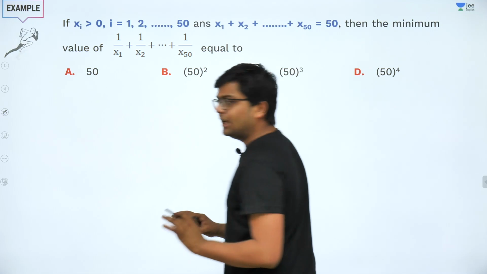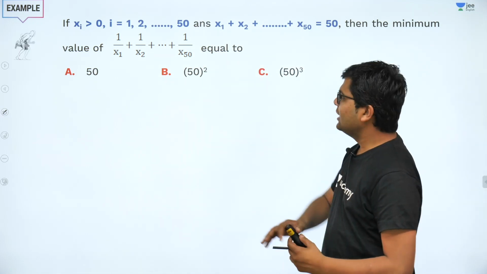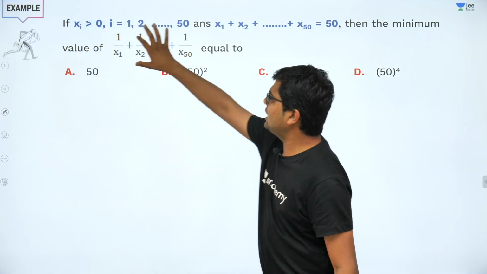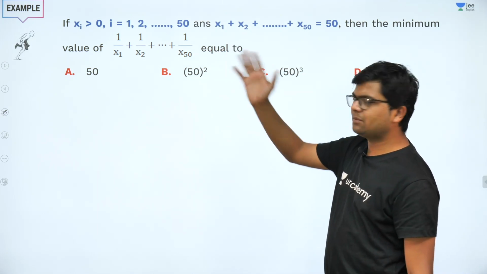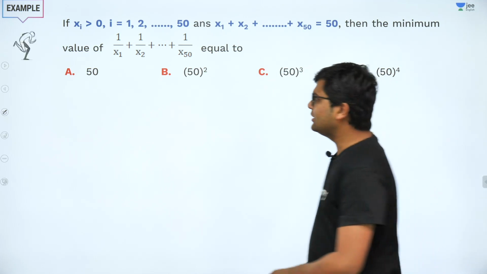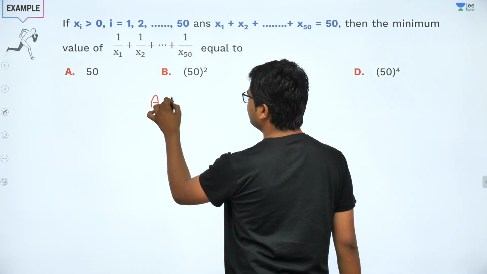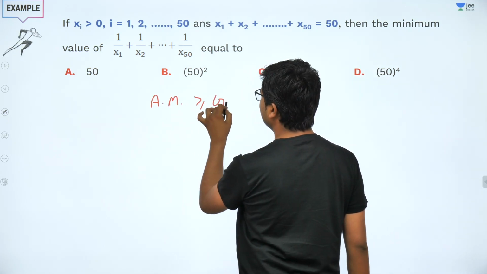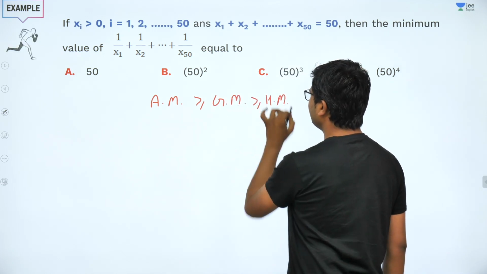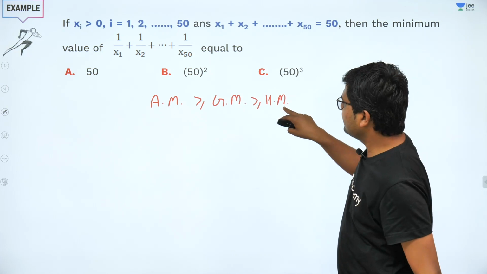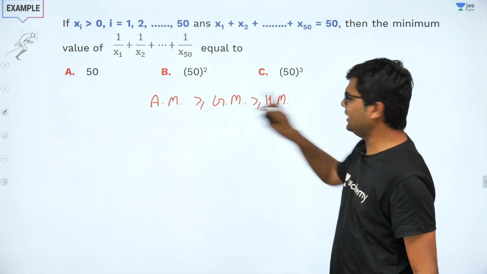So, I have one hint in this question, that this can be written by the harmonic mean of these numbers x1, x2, x3, because the numbers are positive. That's why I can use the inequality AM is greater than or equal to GM is greater than or equal to HM. Now in this question I will use arithmetic mean and harmonic mean.